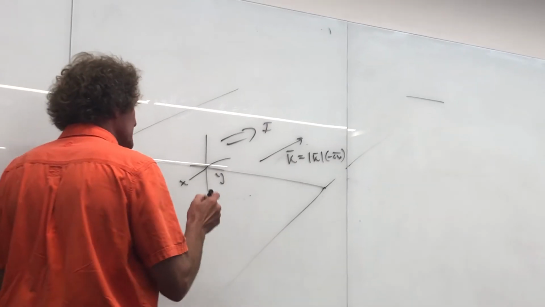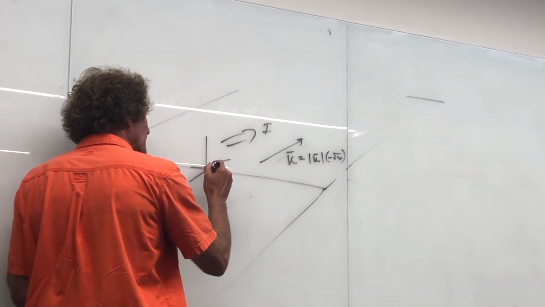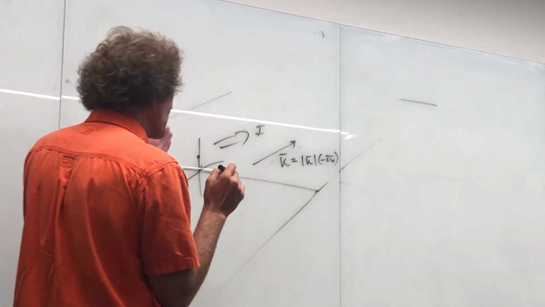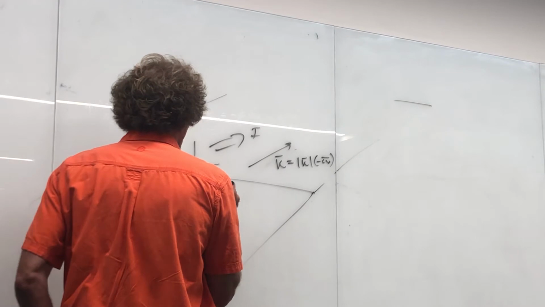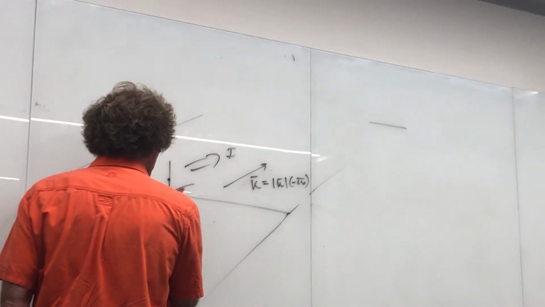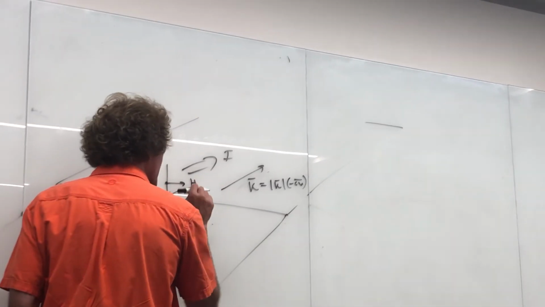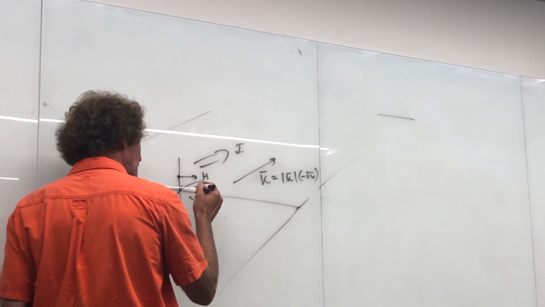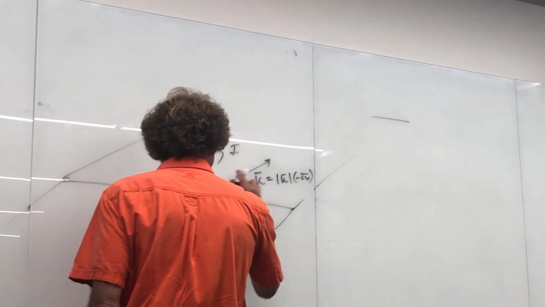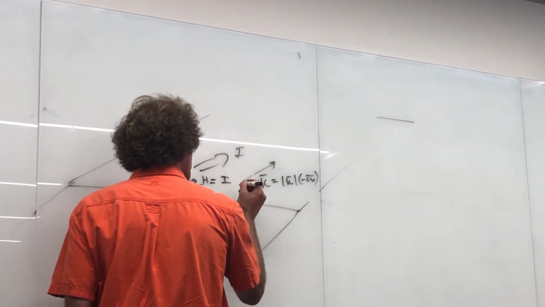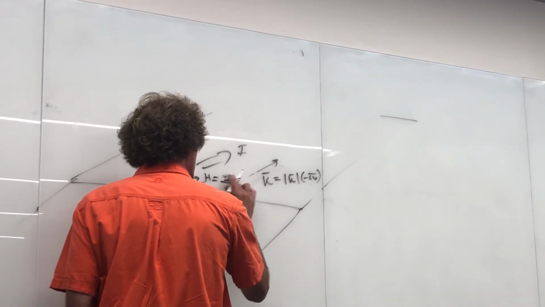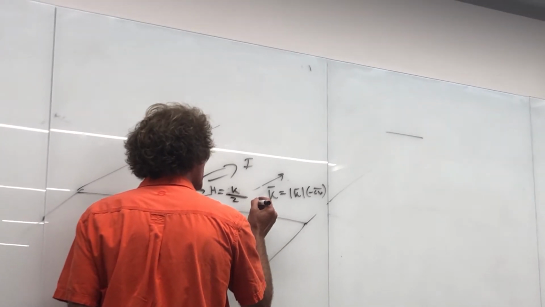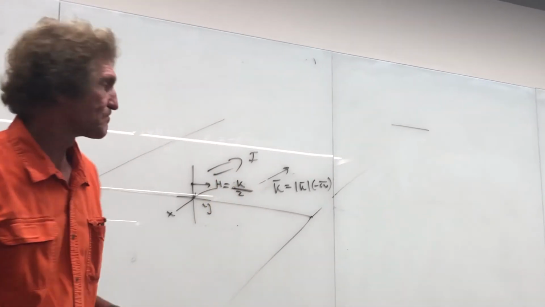What actually happens is, if you're above the plane, if you're up here, the H field above there will be parallel to this plane. So if this is X and Y, the H field will be in the plus Y direction, and its magnitude will just be K over 2.